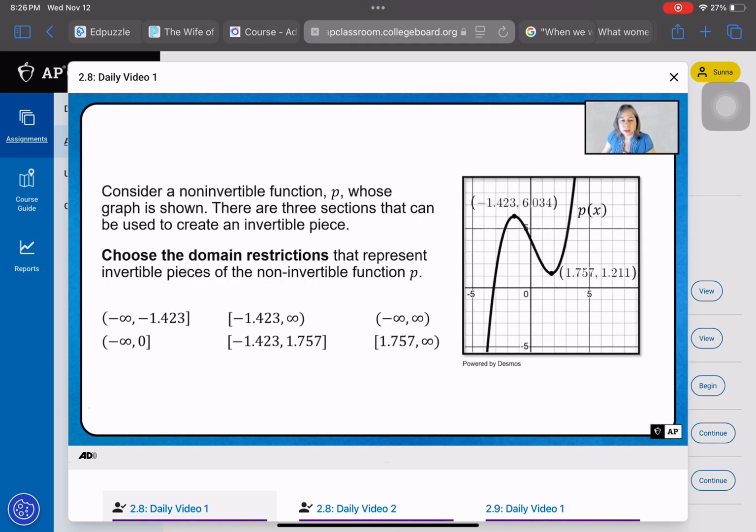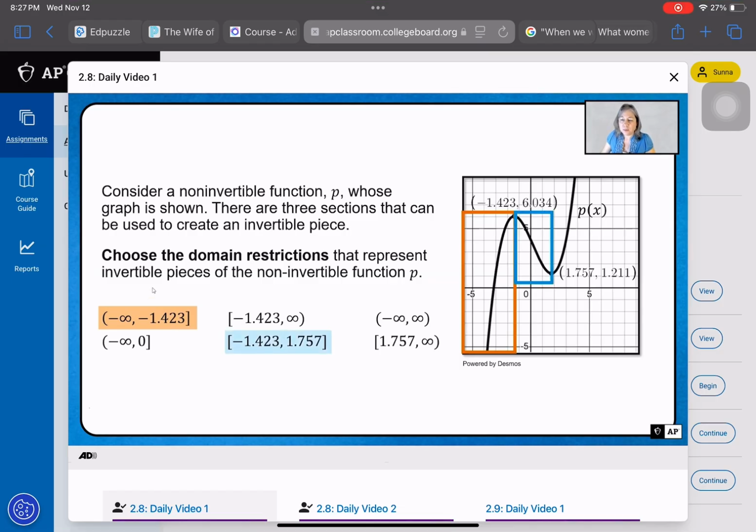Let's consider this non-invertible function p, whose graph we have here. And so there are 3 sections that can be used to create an invertible piece. So we want to choose the correct restriction that goes with each of these invertible sections. So let's go from left to right. So on the left side, we have this first section from negative infinity to negative 1.423 is going to allow us to have an invertible section of p of x.